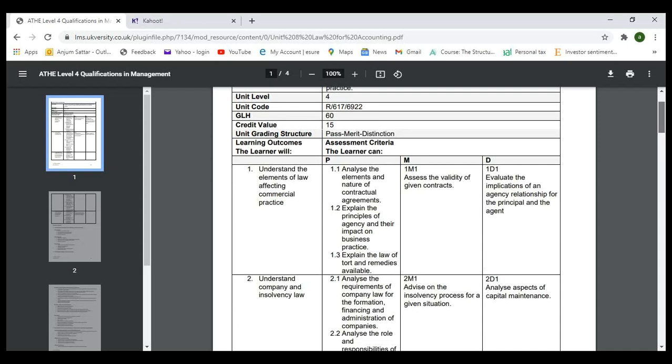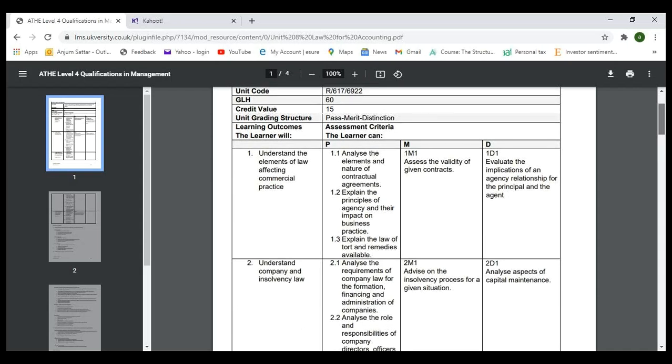Okay, so first learning outcome, as we discussed in the other unit, for those who attended this morning as well. We'll go through LO1, learning outcome 1: understand the elements of law affecting commercial practices. First, we have 3 criteria: pass, merit, and distinction. It's up to you which one you want to work towards. It's better to always aim high, so work towards the distinction criteria.